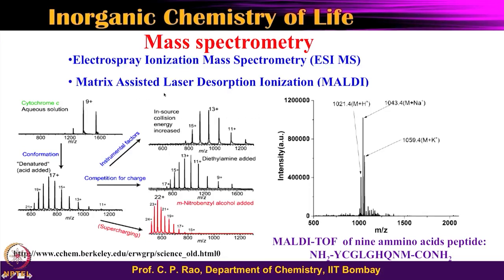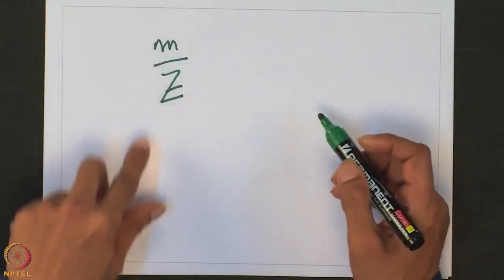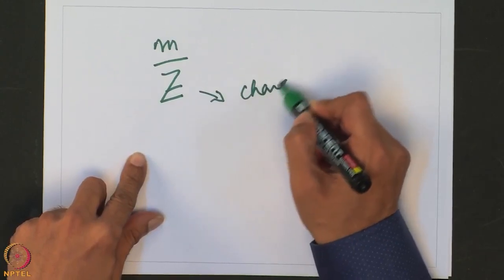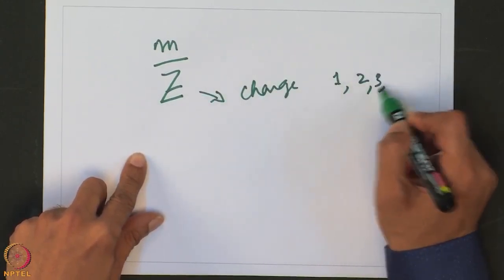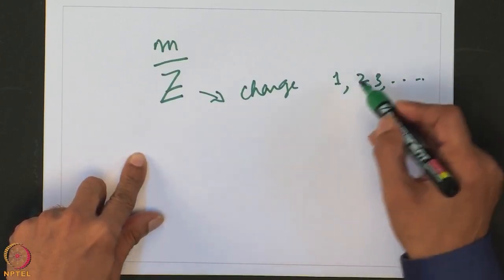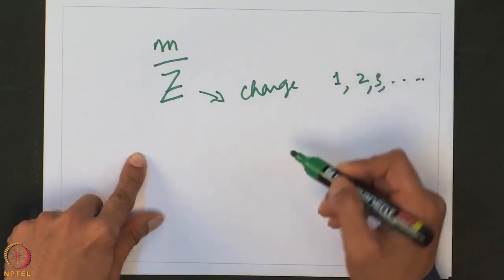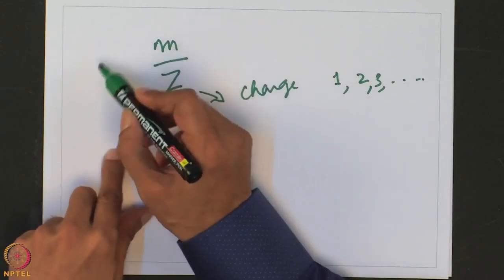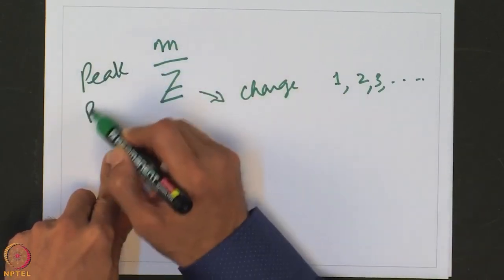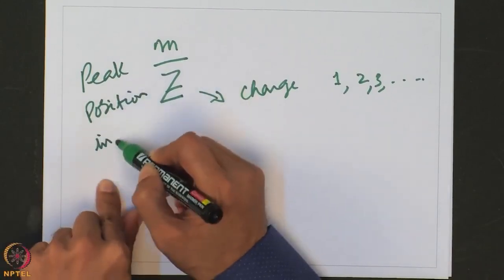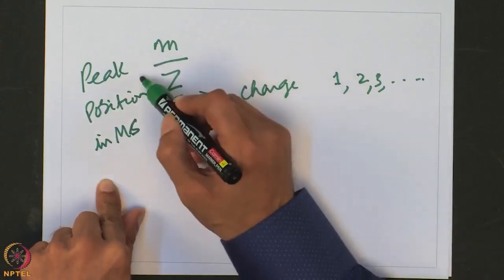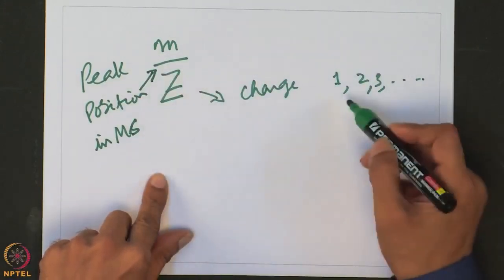So, here is some example. As I told you, and you know very well, in mass spectrometry the piece of information of importance is that what you measure is m by z. Okay? So, z is the charge. So, this charge can be 1, it can be 2, it can be 3, it can be any number. If it is a negative charge, minus 1, minus 2, minus 3. If it is a positive charge, plus 1, plus 2, plus 3, etc. So, that means the peak position in mass spectrometry is referred to as the m by z. So, in that the z refers to the charge.